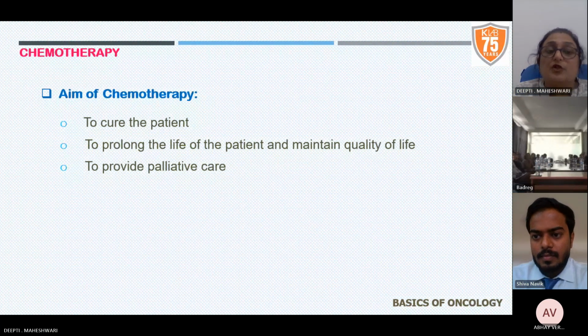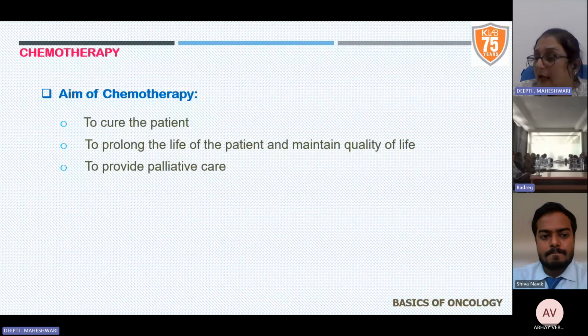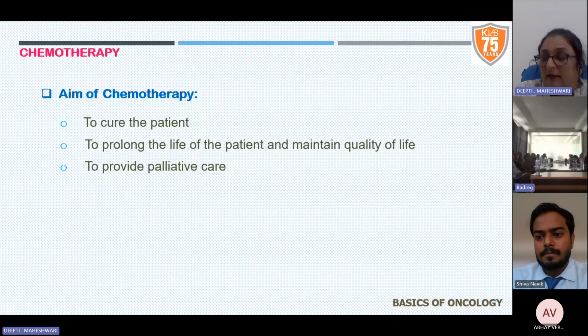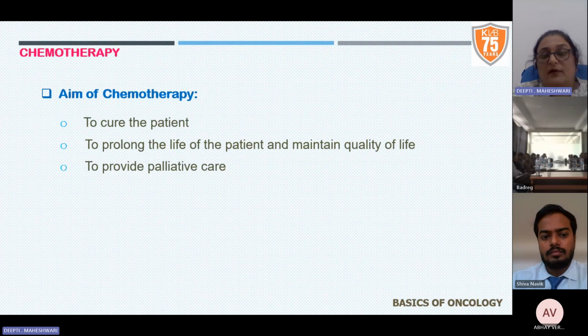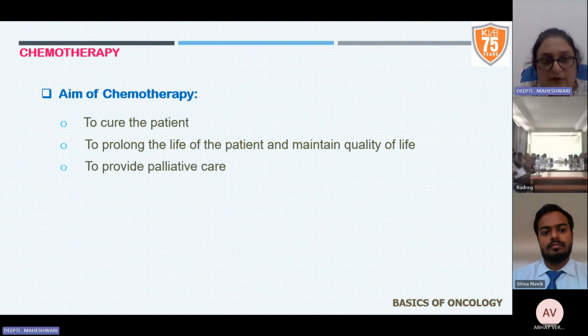So basically, what is the aim of chemotherapy? As I have already told you, they can be given to cure the patient. They can be given to prolong the patient's lifespan, and they are also given as palliative care, where they will manage the side effects and improve the quality of life of the patients. So this is the purpose of giving chemotherapy.